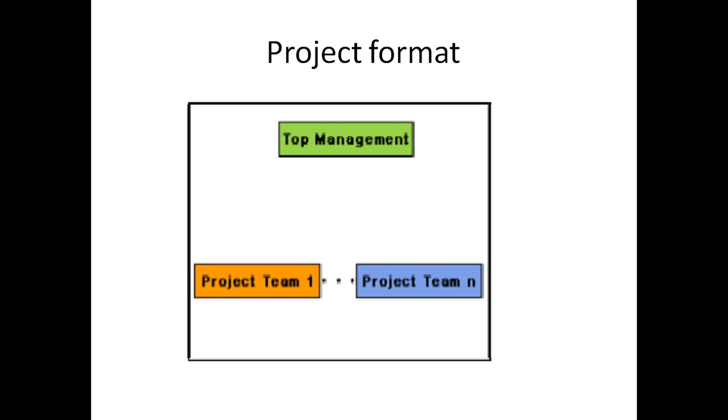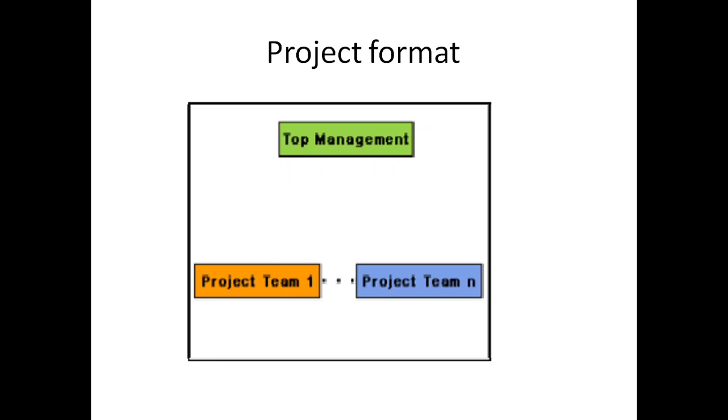Then the second type of format that organizations follow is project format. So here the development staff are divided based on the project for which they work. There is a top management team, and if there are n number of projects, all the people will be divided into n different teams. If project team 1 starts, the first project is started, then it will take all the members required for that project.